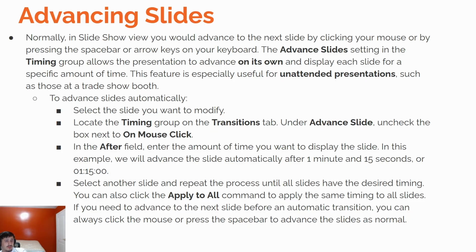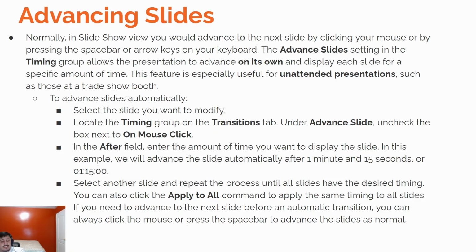We could advance them automatically, and to do that, all we need to do is select the slide we want to modify, locate the timing group on the transitions tab, then under advance slide, uncheck the box next to on mouse click. In the after field, enter the amount of time you want to display the slide. In this example, we'll advance the slide automatically after 1 minute 15 seconds, or 01:15. You can select another slide and then repeat the process until all slides have the timing, right?